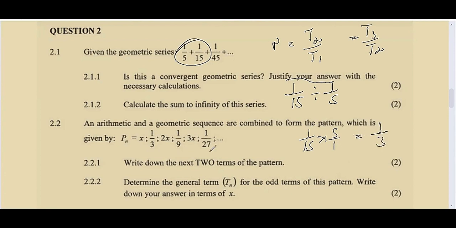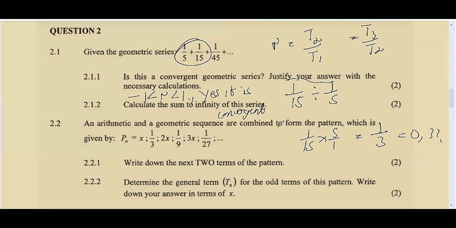Now 1 over 3 is in between -1 and +1, right? So 1 over 3 is an element of that interval because 1 over 3 gives you something like 0.333. Then this is in between the critical values -1 and +1. So we can say yes, it is convergent. Why? Because our r is an element of -1 to +1. So the value of r that we get is in between those critical values, right? So that's all you needed to do there.